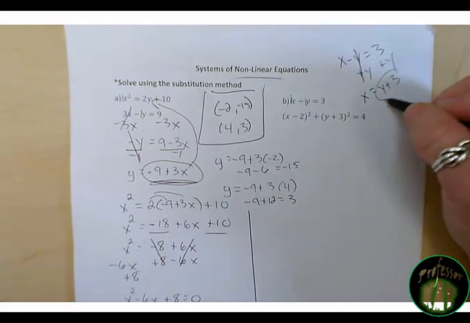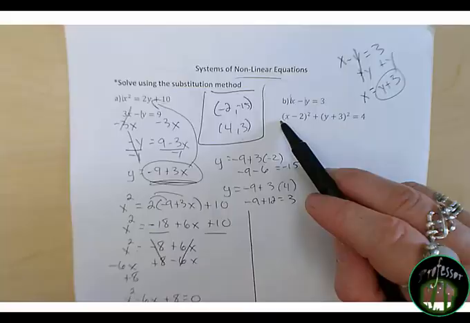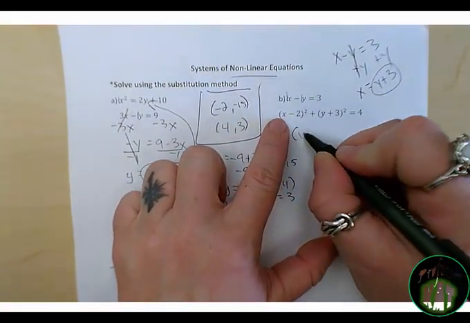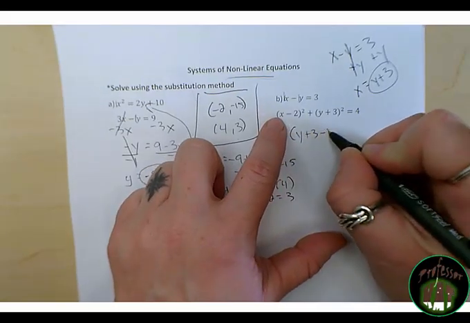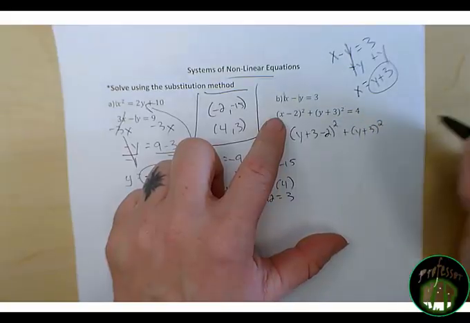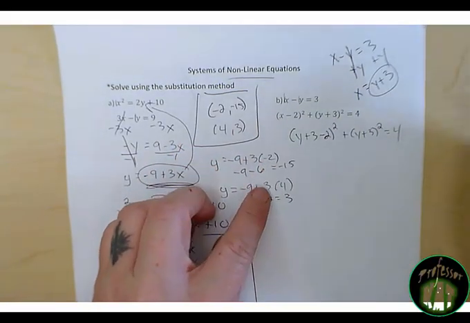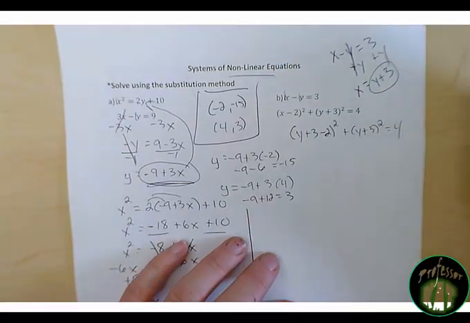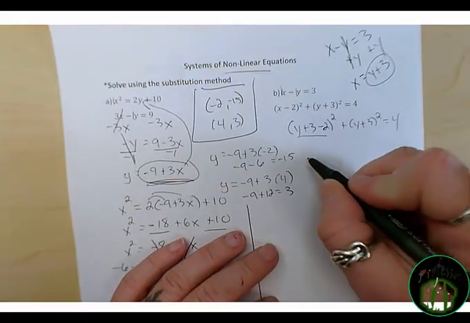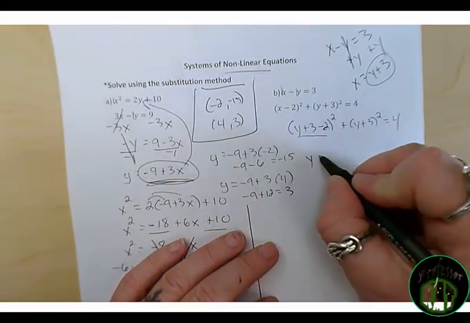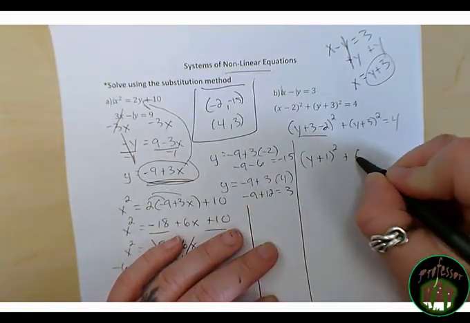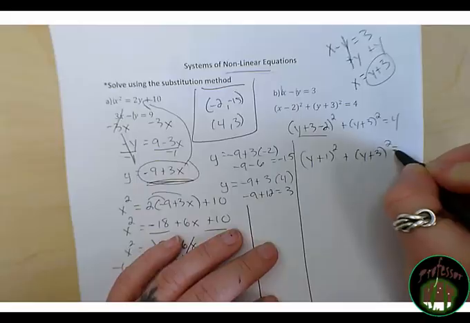That means in the bottom equation, I'm going to take this y plus 3, and I'm going to plug it into x there. That's going to make it look like y plus 3 minus 2 squared plus y plus 3 squared is equal to 4. Now, this is the equation that we need to solve. So before we're able to solve this equation, let's simplify the inside of these parentheses first. We have a 3 minus a 2 there, which is just a 1, leaving us with y plus 1 squared, and then drop everything else down.